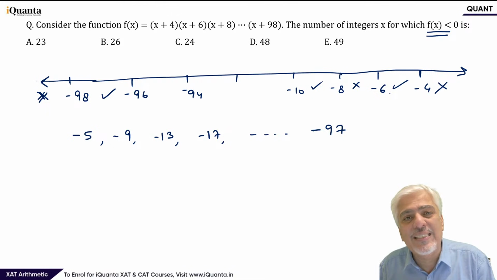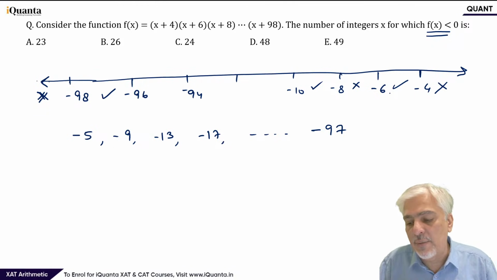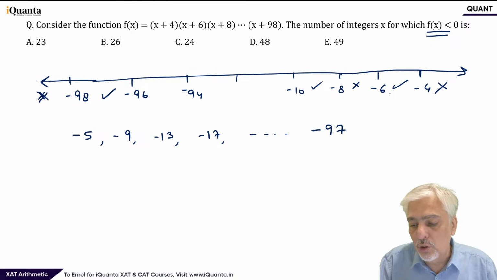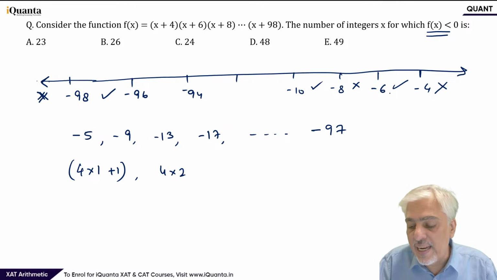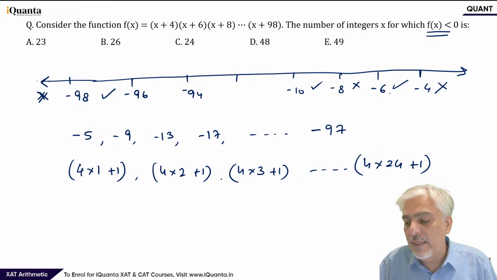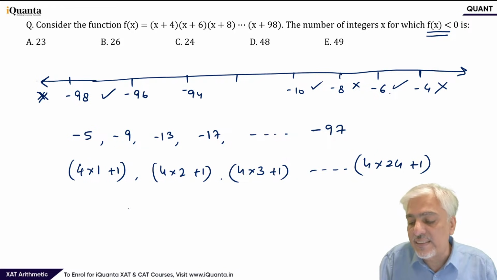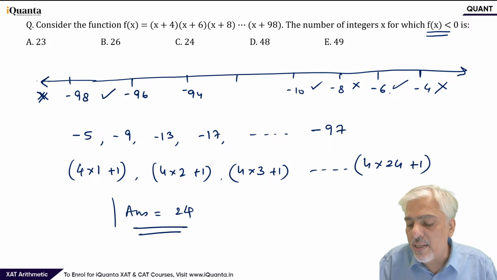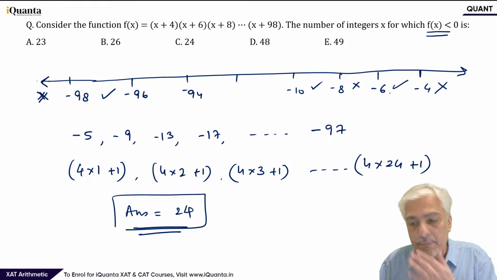Now, if I forget the minus signs, because I only have to count numbers, if I forget the negative sign, then this is 4 ones are 4 plus 1. This is 4 twos are 8 plus 1. This is 4 threes are 12 plus 1. Up till 4 24s are 96 plus 1. And now I can so easily see the answer is 24, because from 4 ones to 4 24s. So no confusion, just do everything in detail.